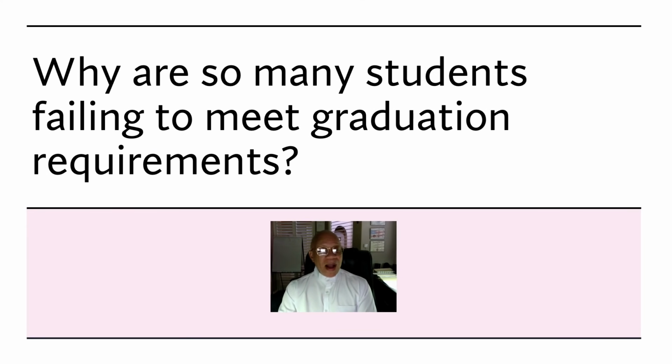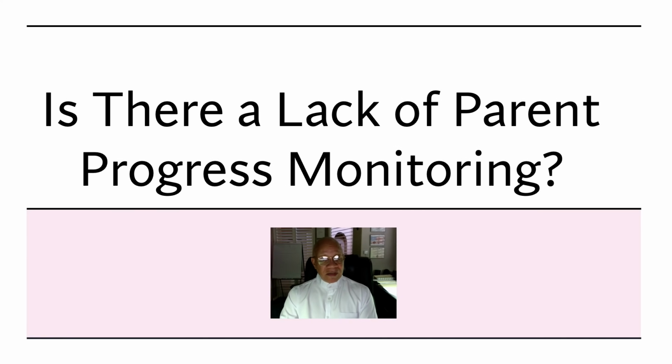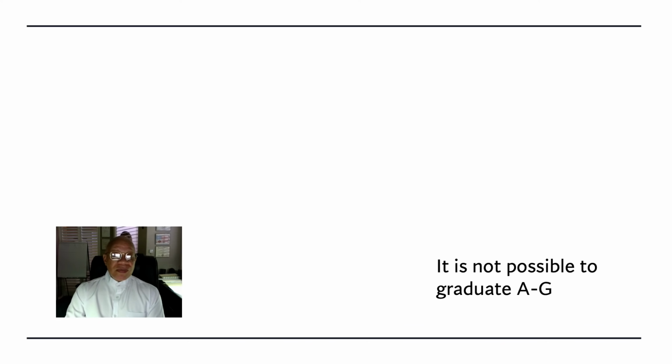Next, why are so many students failing to meet graduation requirements? A lack of parent progress monitoring. You know, I've been in alternative education for a while. See, if Johnny or Susie attends school on a regular basis, then admin somehow overlooks them, like Javon, because he is not a discipline problem. And the school receives ADA, or average daily attendance, so the school's still receiving money.